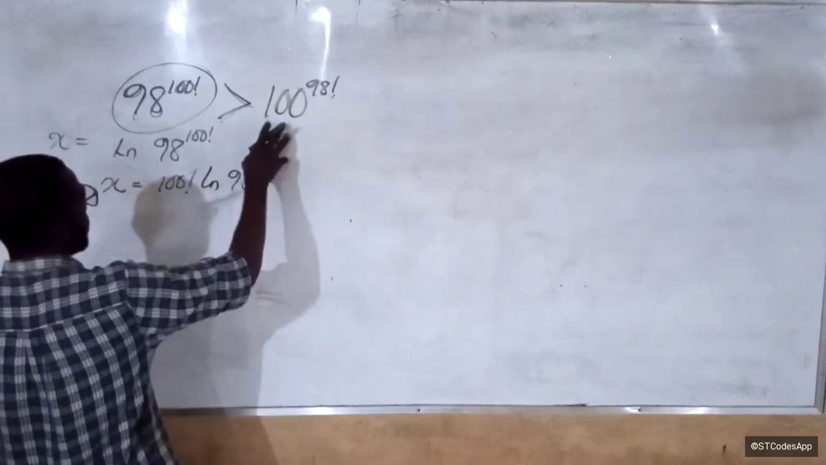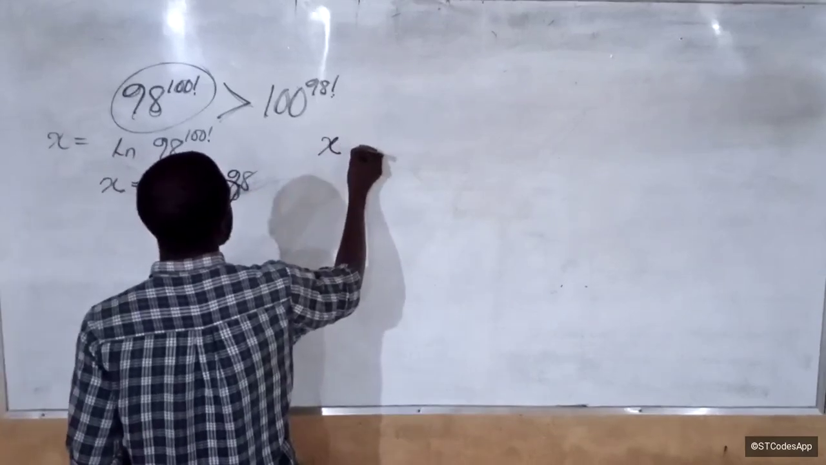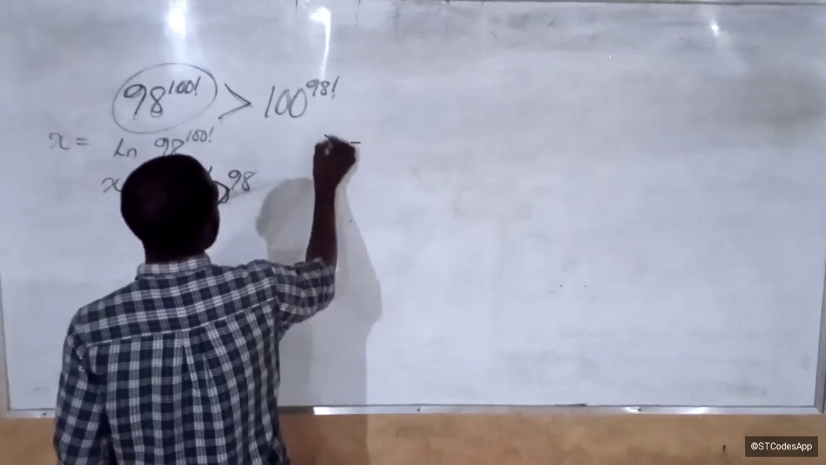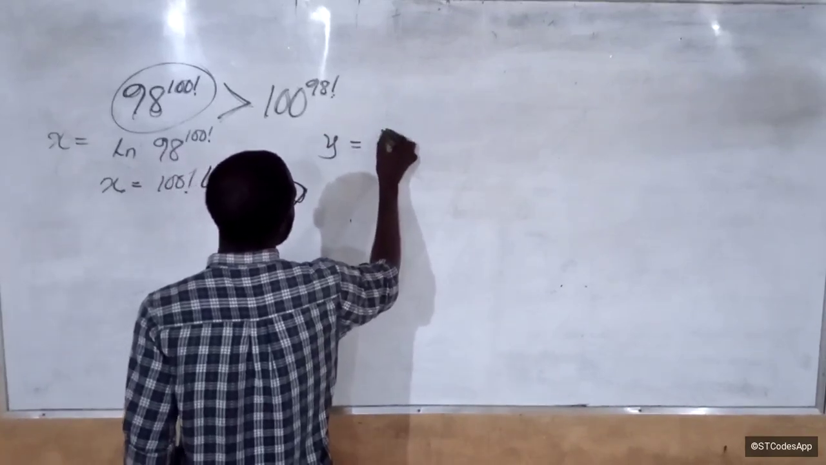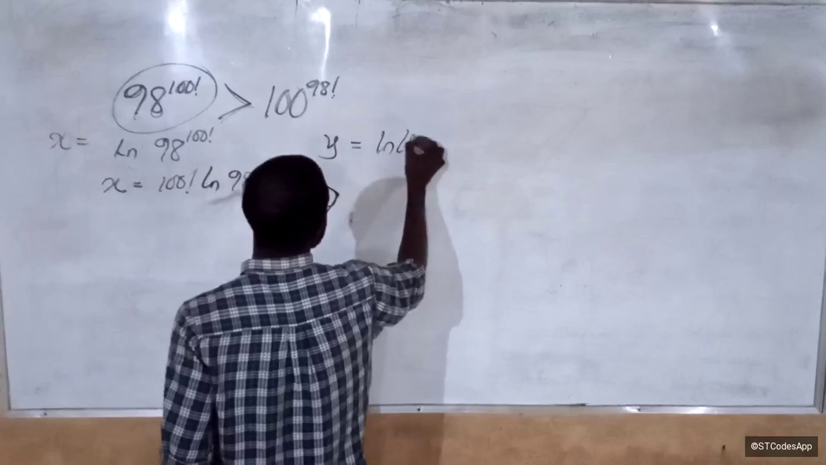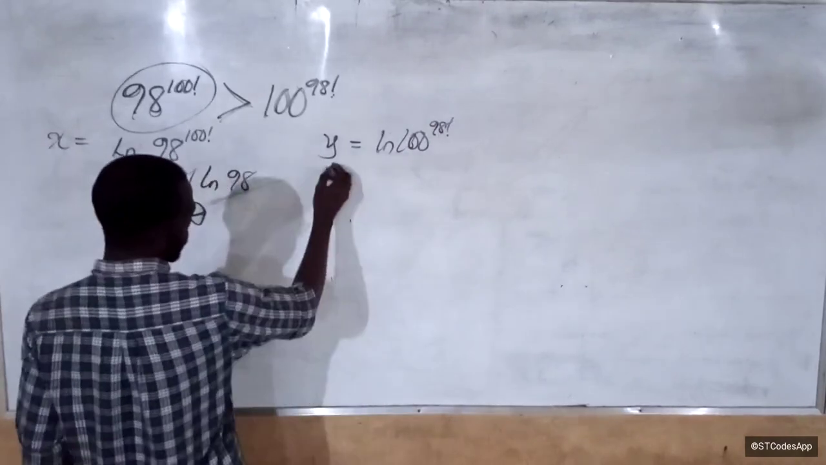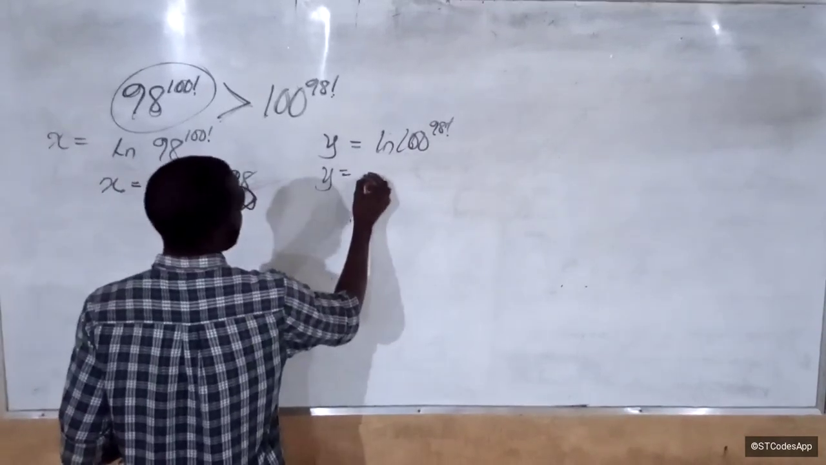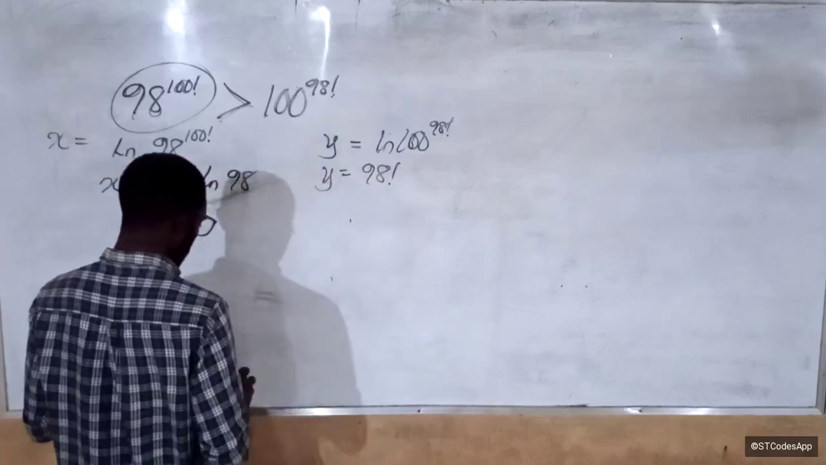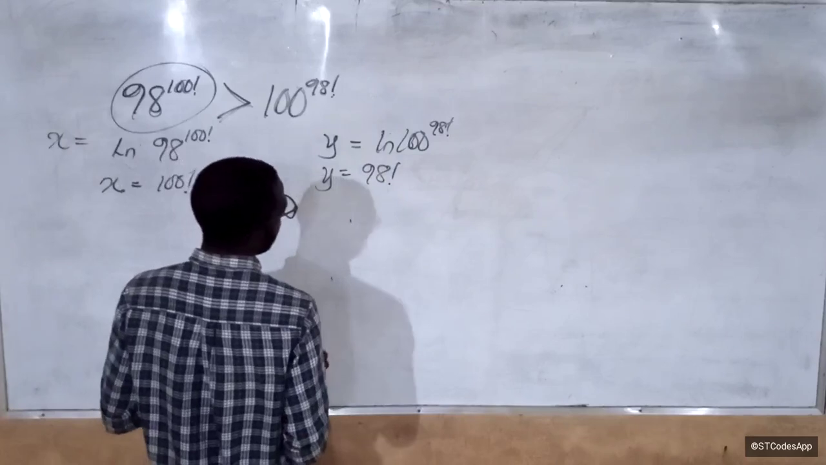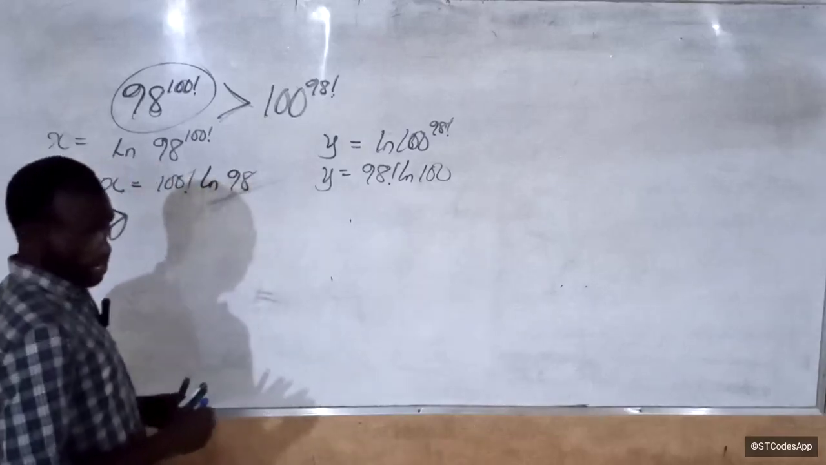Now let's make this one too in logarithmic form. Let's call it y. Y is equal to the natural log of 100 raised to the power 98 factorial. So that y will be equal to 98 factorial times ln 100. Is it clear?